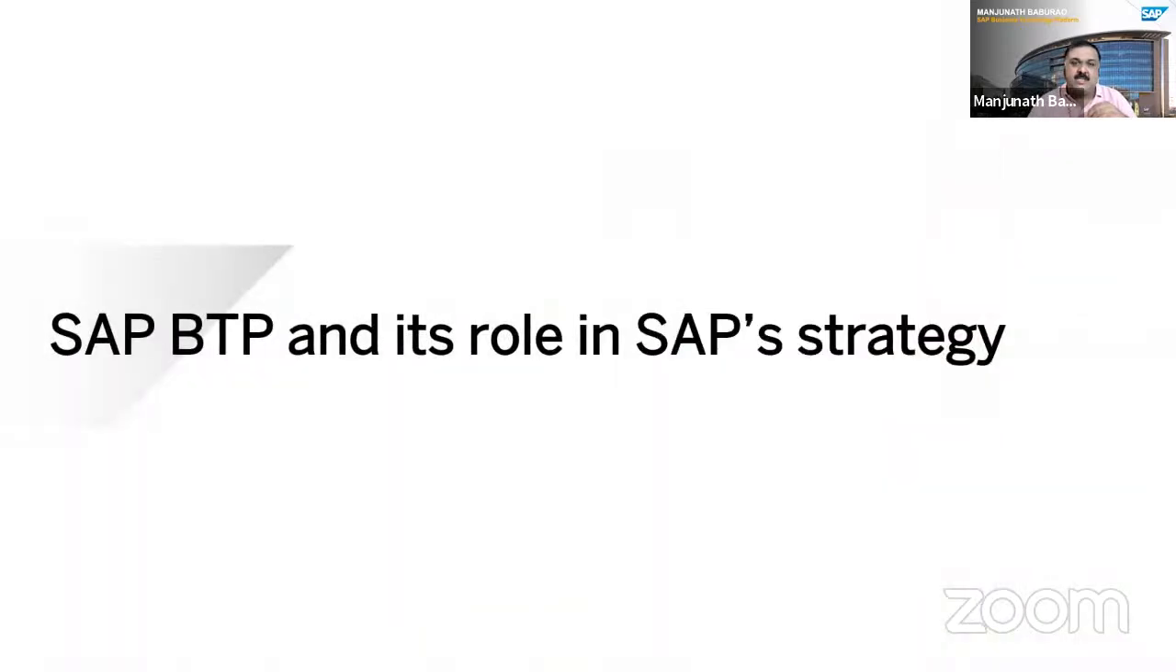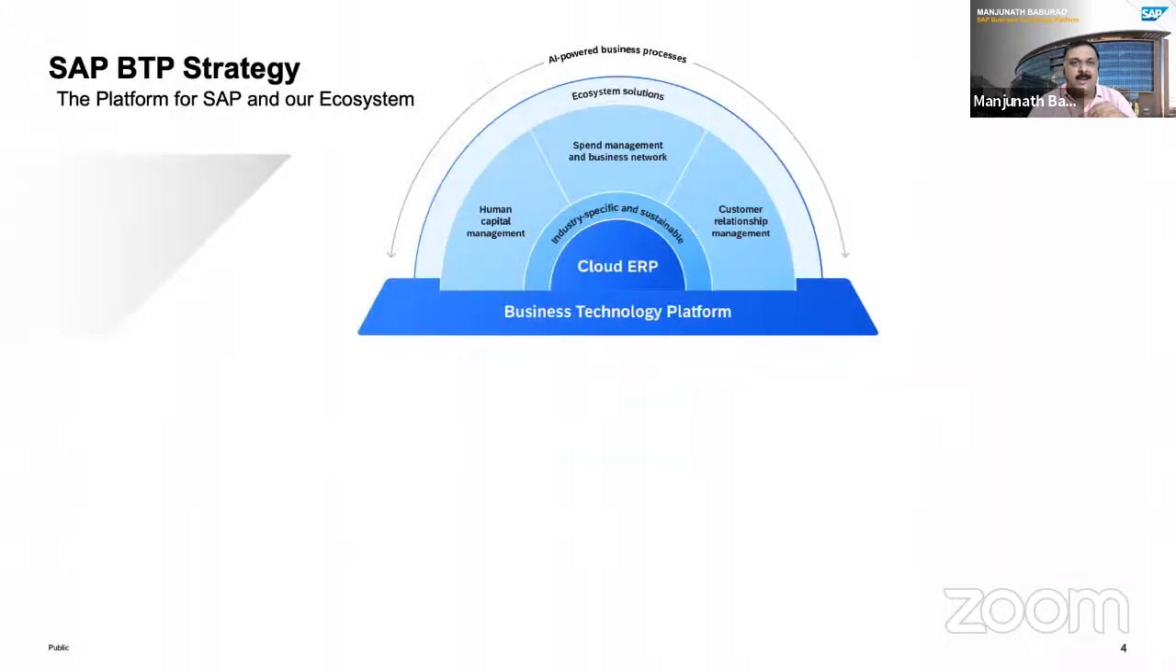So that's the first section, which is SAP BTP and its role in, let's say, SAP strategy. You might have seen this strategy diagram also in the overview session from Rajiv. This is what I always like to call our rising sun diagram, also some connection to the Rise with SAP kind of a picture, where we see that the cloud ERP is at the core of SAP strategy.